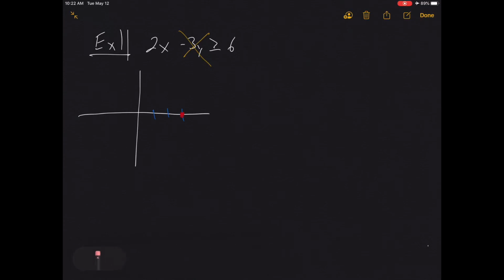Okay, now let's say that instead we wanted to find the y-intercept. Well, I would do the same general idea. I would eliminate the x part, and then I would solve what's left over for y.